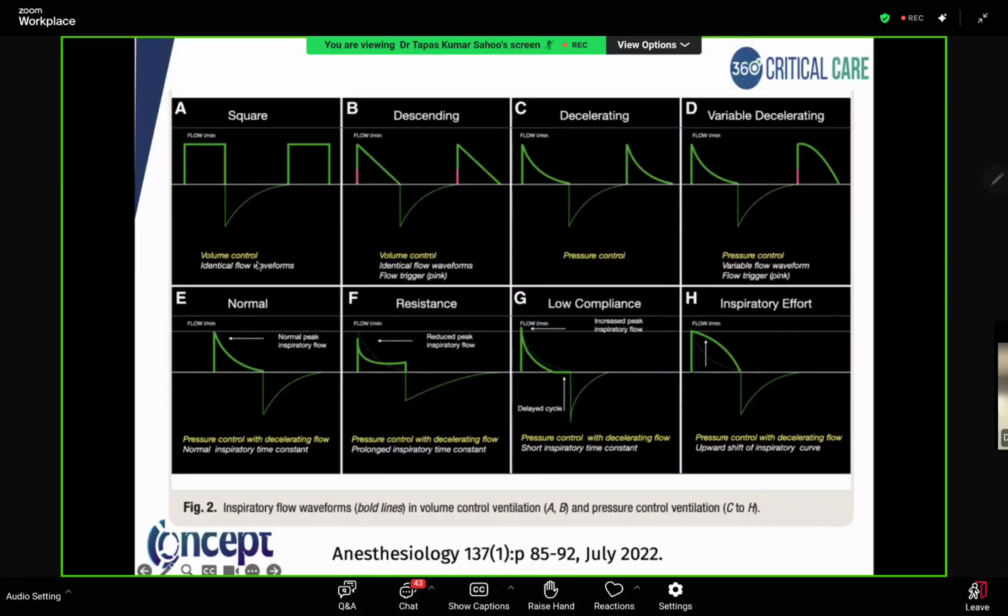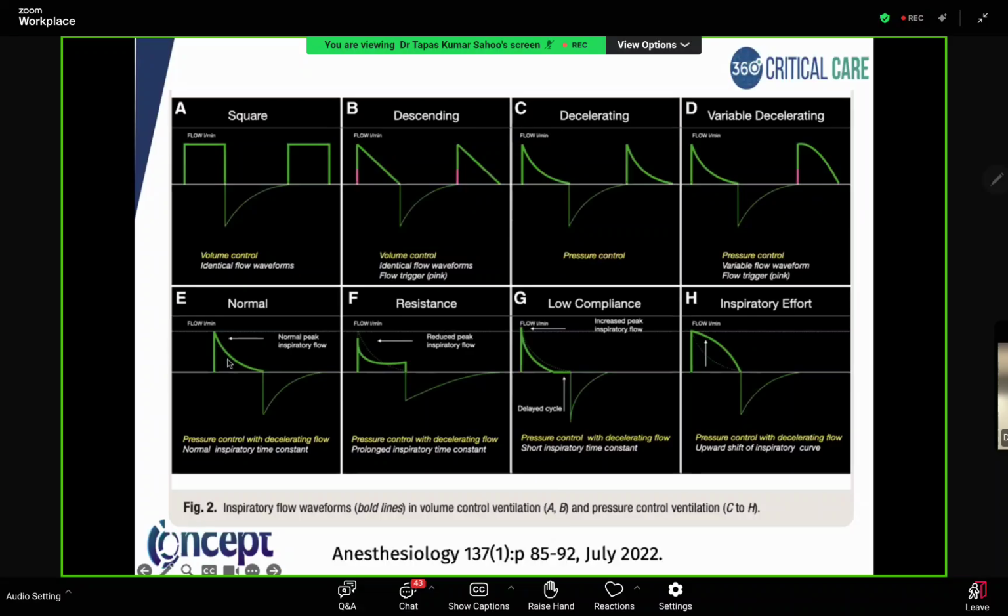This is the square flow, clear. This is volume control, descending volume control flow. Okay, identical flow wave, the flow trigger is the pink. This means the flow trigger is happening here. Decelerating pressure control flow, variable deceleration. You can see the flow trigger here happening, pink.